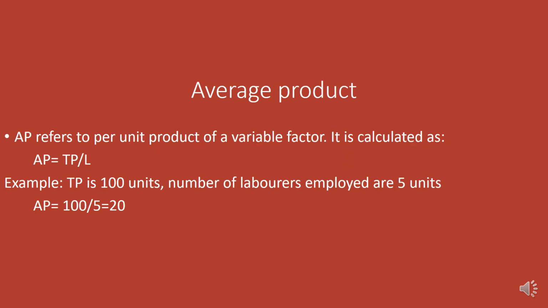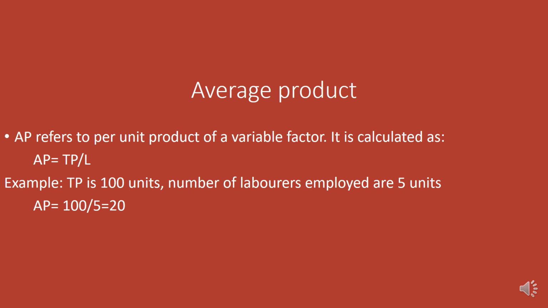Next, average product. It refers to the per unit product of a variable factor. It is calculated as AP is equal to TP divided by L. So TP is total product, L is labor. Now, if we want to see what is the contribution of each laborer in the previous example.